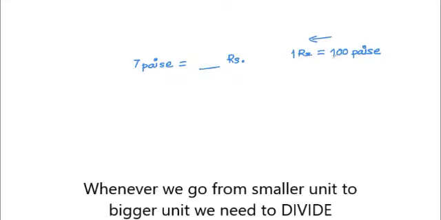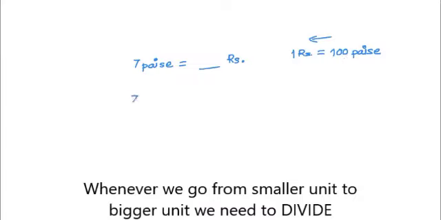I want to convert 7 paise into rupees. Now we know the conversion of rupees and paise: 1 rupee is equal to 100 paise. If I want to convert paise into rupees, if I want to go from this side to this side, I need to divide the paise by 100. I need to divide paise by 100.